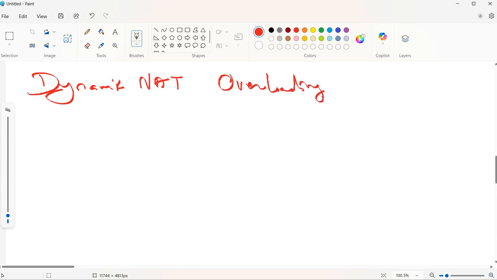Dynamic NAT overloading is used. How is this solving the problem? There are two problems that we have seen. Number one, static NAT is good, but we cannot afford a dedicated IP address for every device in our organization. That is not possible.